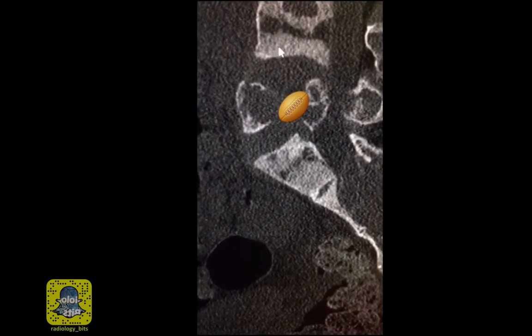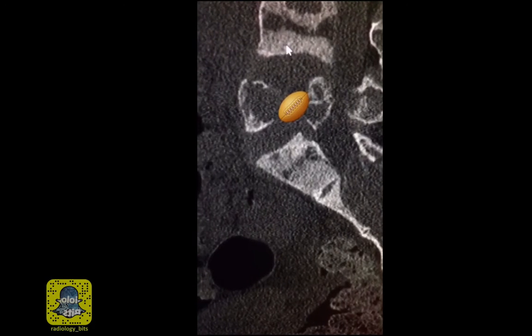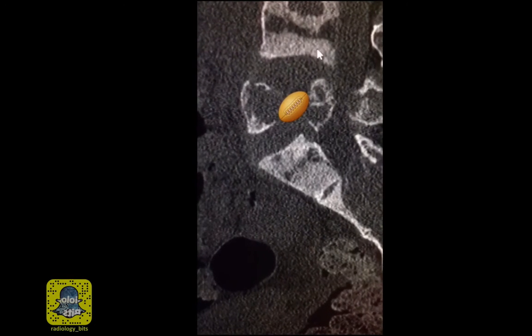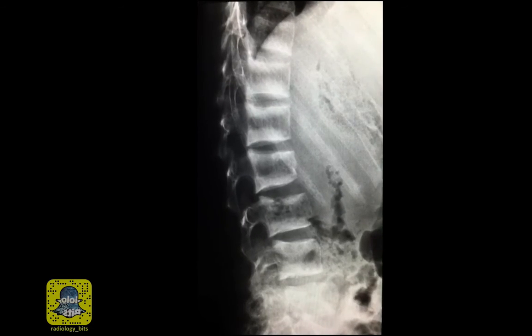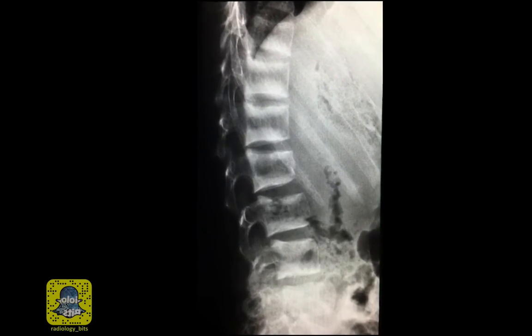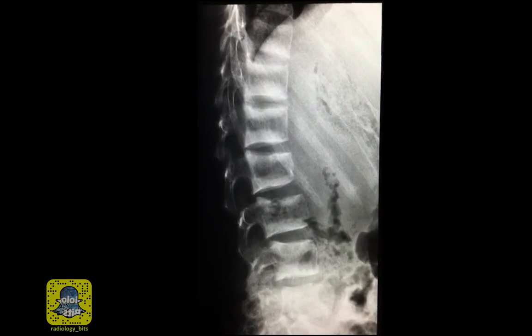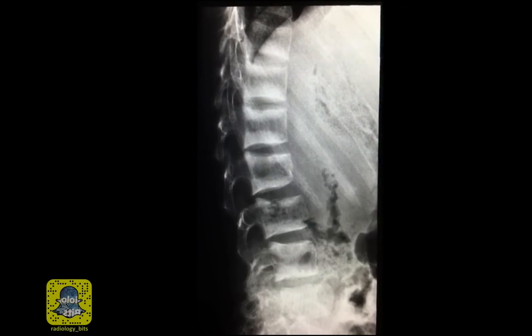For those who don't know, rugger is another word for rugby, and this was called like that because this simulates the jersey of a rugby player. And here's the classic appearance that most of you are used to on a lateral lumbar spine x-ray.